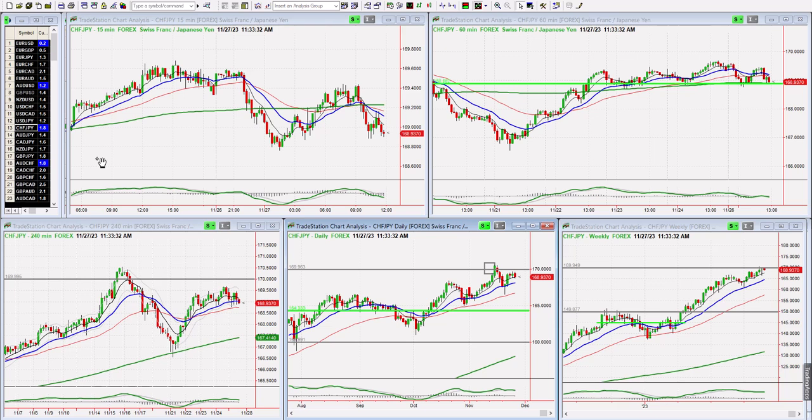It's well above the consolidation. So this is basically a play for this week. We're playing the higher time frames.